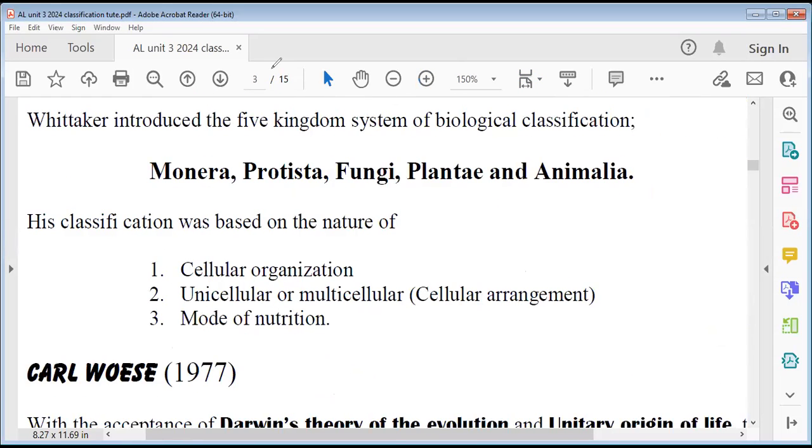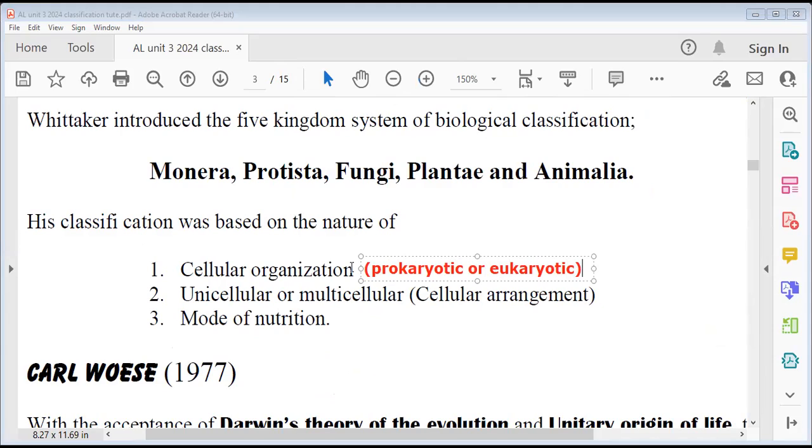What are the criteria? Cellular organization, meaning whether it is prokaryotic or eukaryotic. That is the one we call cellular organization. The second one is unicellular or multicellular, whether the organism is unicellular or multicellular.